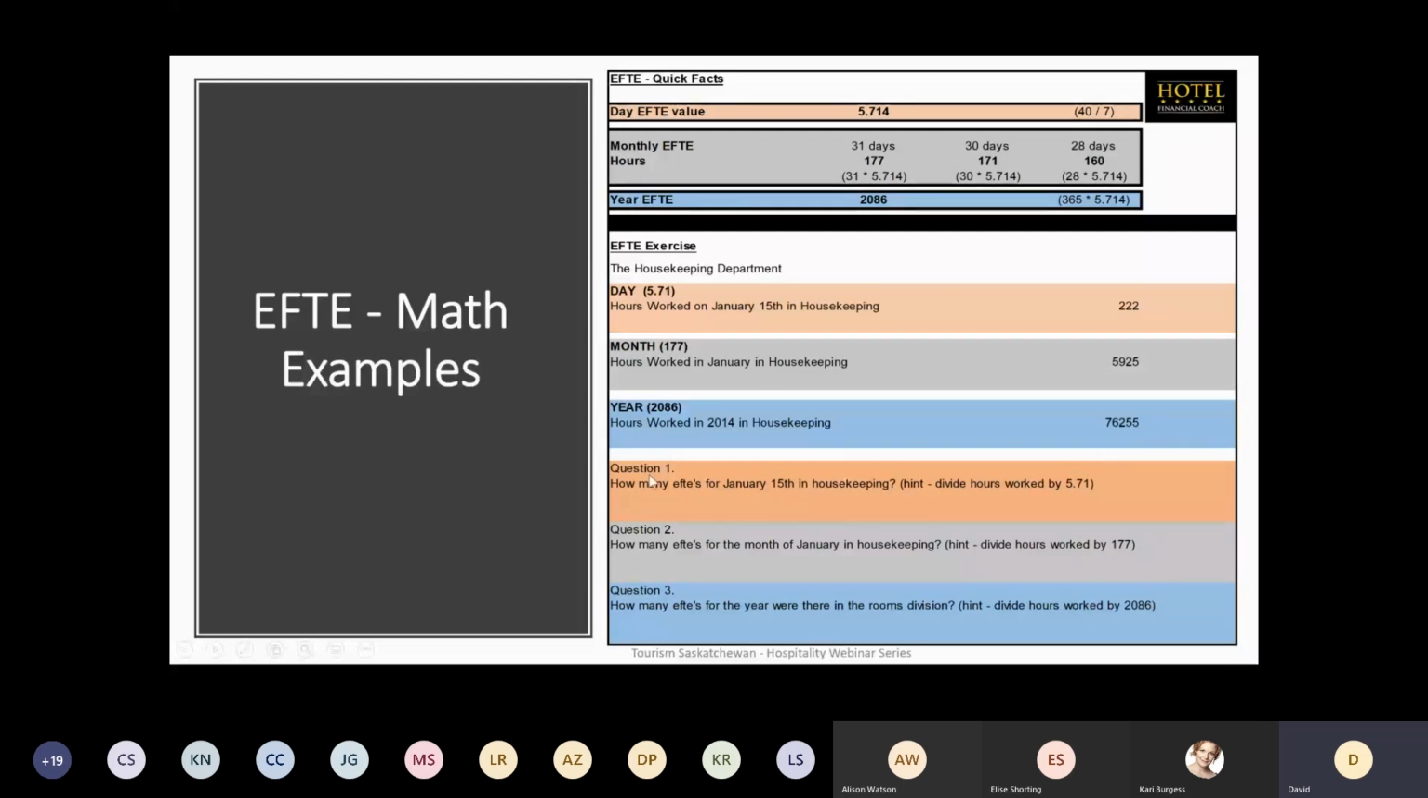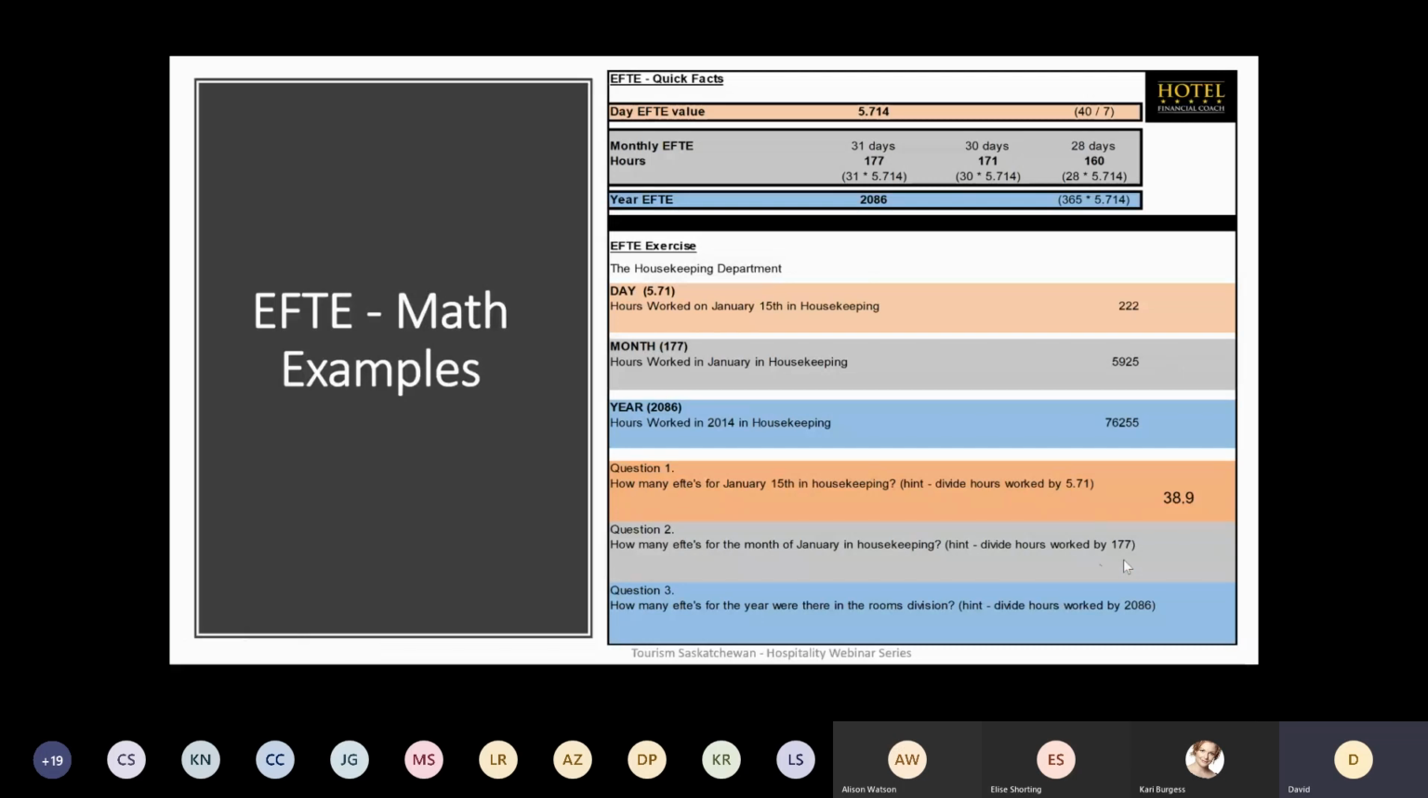The first question is, how many EFTEs for January 15th in the housekeeping department? Hint: divide the number of hours worked by 5.71. So if we take 222 and divide it by 5.71, what do we get? We get 38.9. So there were 38.9 EFTEs working in the housekeeping department on January 15th. The second question is, how many EFTEs for the month? Hint: divide the number of hours worked for the month, 5,925, by 177.